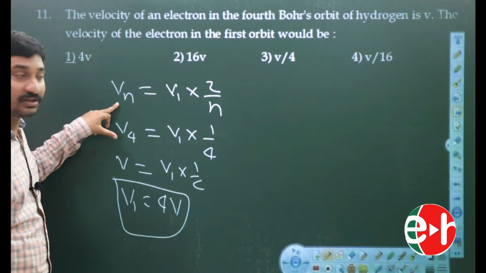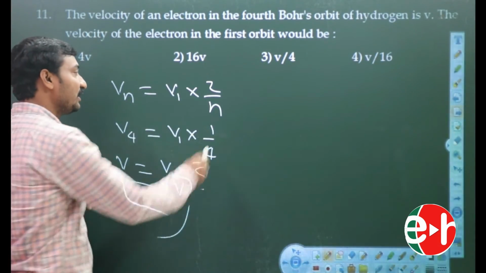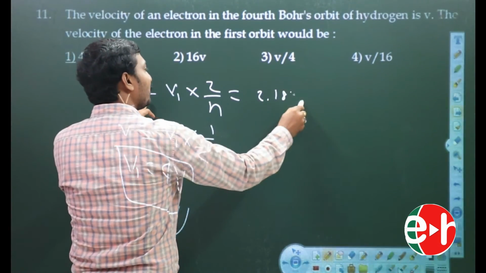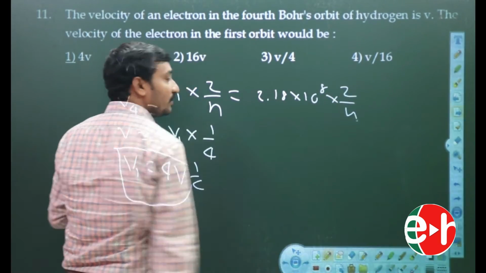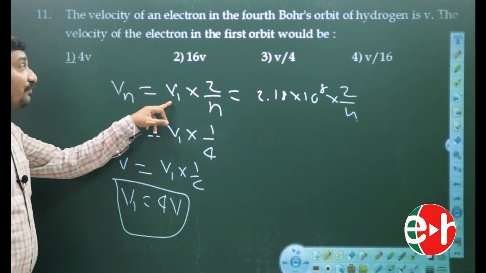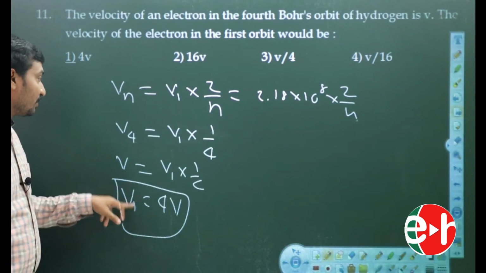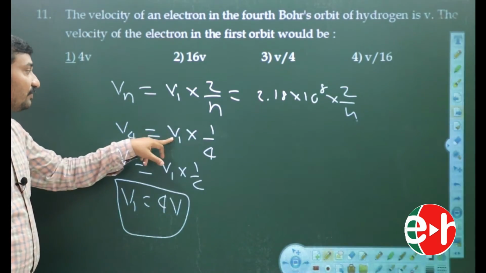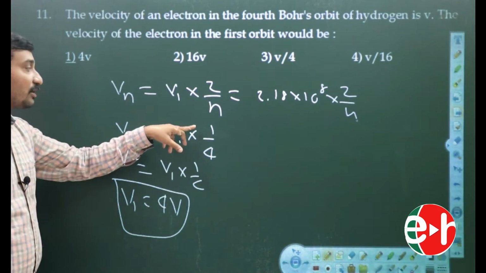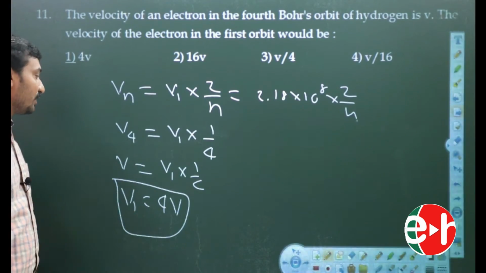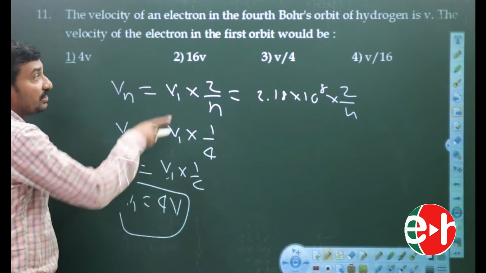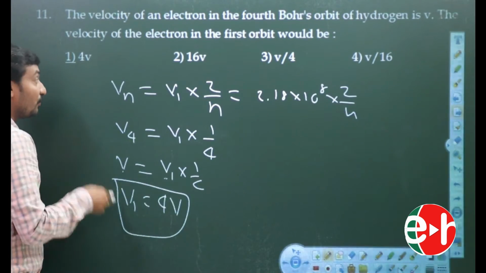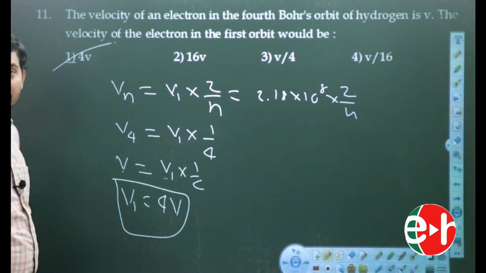This is the main equation. Vn is equal to V1 into Z by N, where V1 is 2.18 into 10 to the power of 8 centimeter per second, into Z by N. We have to find V1. V4 is equal to V1 into Z by N; Z is 1 because hydrogen's atomic number is 1, and the orbit is the fourth, so N is 4. V is equal to V1 into 1 by 4 because the V4 value is given as V. So V1 is equal to 4V. Hence 4V is the right answer.